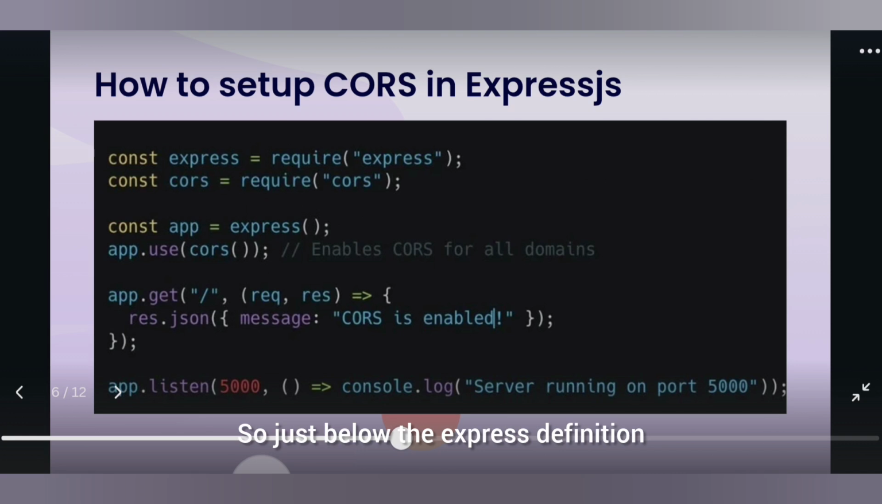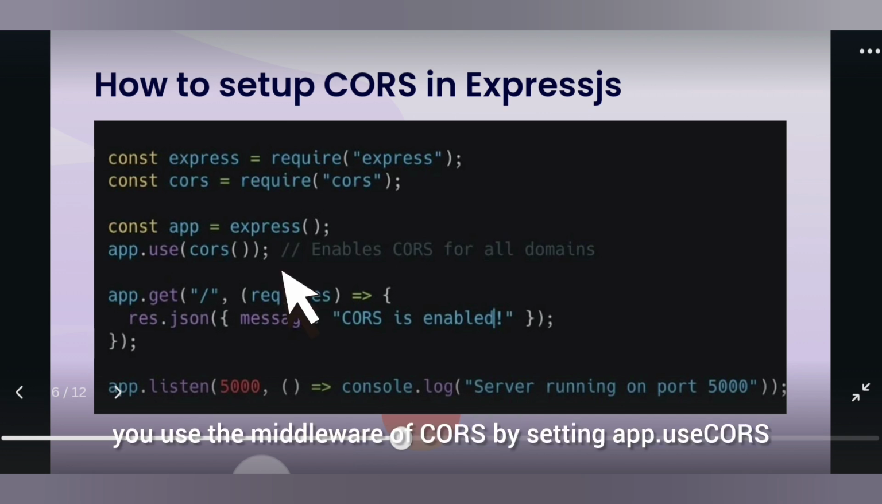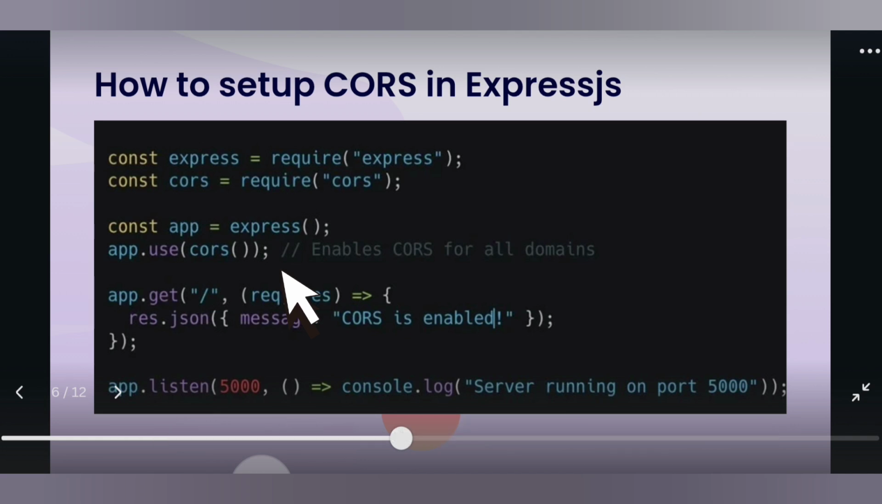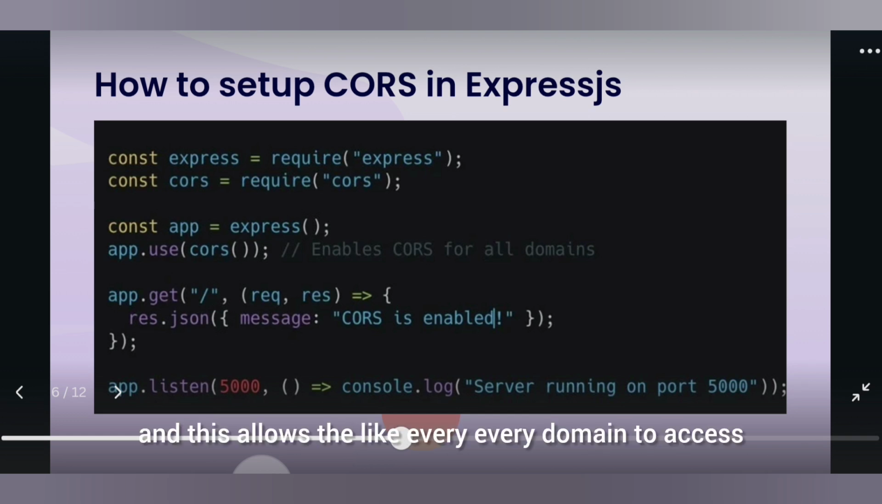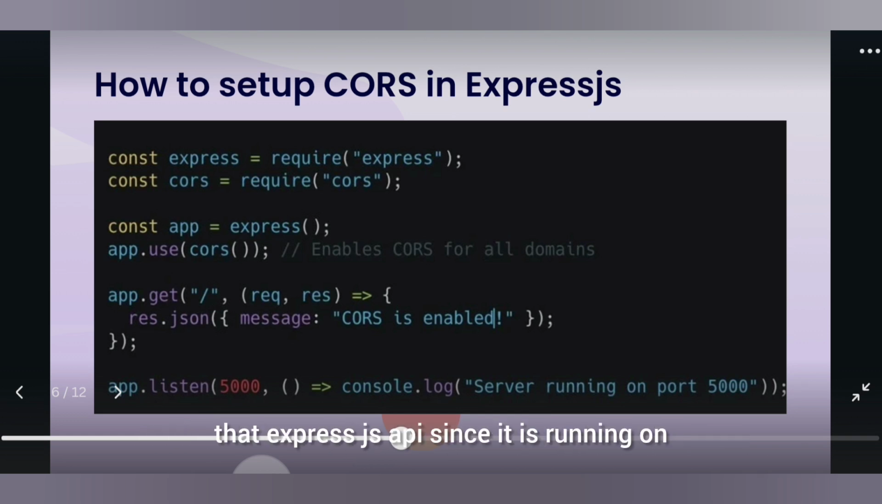Just below the Express definition, you define CORS using const cors, which is set up here on the second line. And on the fourth line, once you have the app set up, you use the middleware of CORS by setting app.use(cors), and this allows cross-origin requests from all domains. This is the first thing that we generally do when we are building a full stack app locally, and this allows every domain to access that Express.js API.